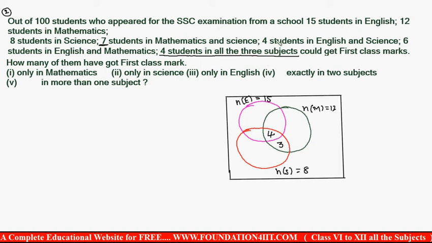Similarly you can fill the remaining. Next, 4 students in English and science. English and science 4 students, already 4 is there. So this is nothing but 0. Right, and 6 students in English and maths. English and maths 6, already 4 is there, right? So the rest is 2. Because if you fill this up, then you can answer the problems clearly.